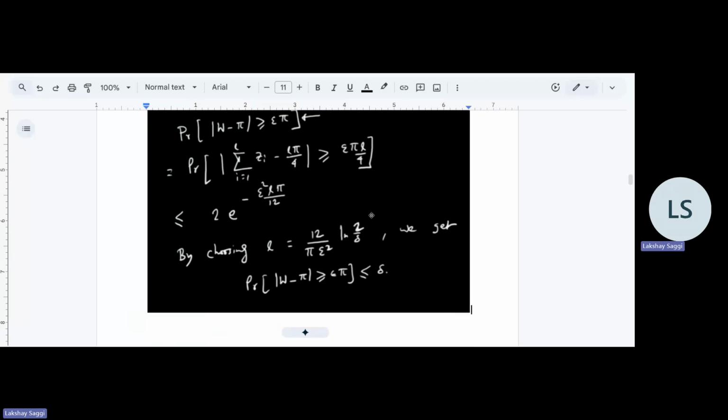So if we are given some epsilon and delta and we want to give an epsilon-delta approximation to the value pi, then we need to take at least this many samples for this algorithm which we just discussed. Since this is polynomial in 1 over epsilon and log of 1 over delta, it's actually an FPRAS for estimating the value of pi, if this makes sense.